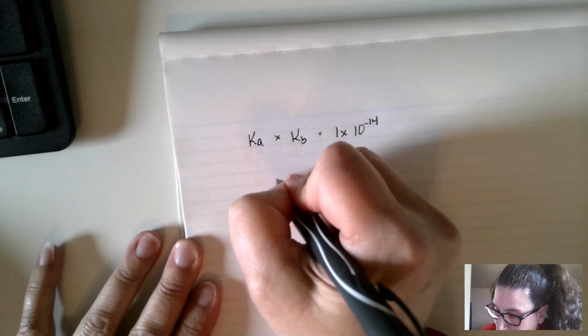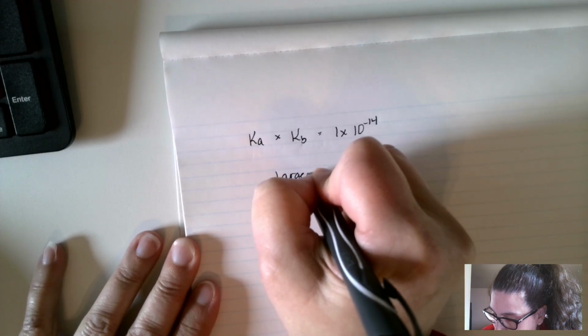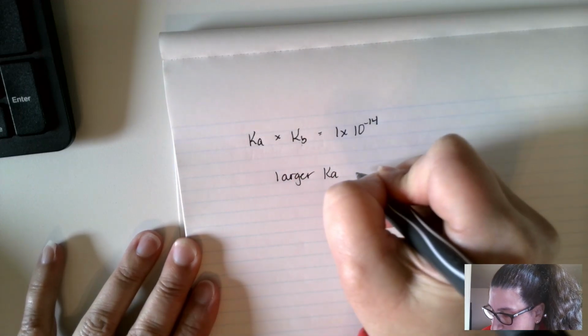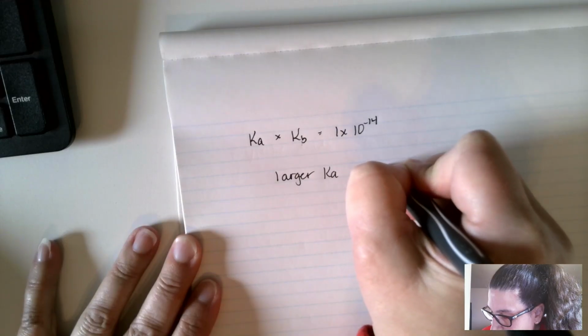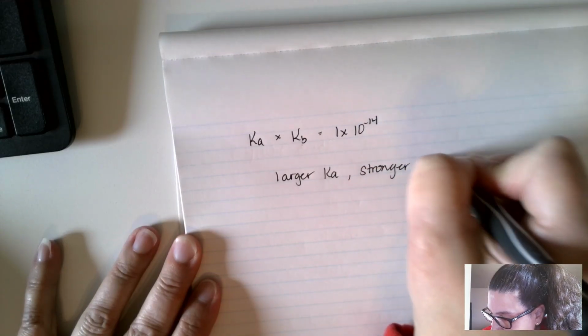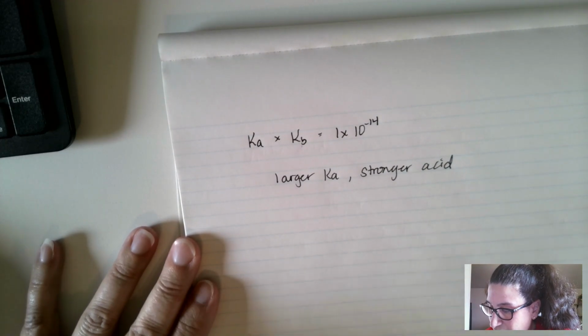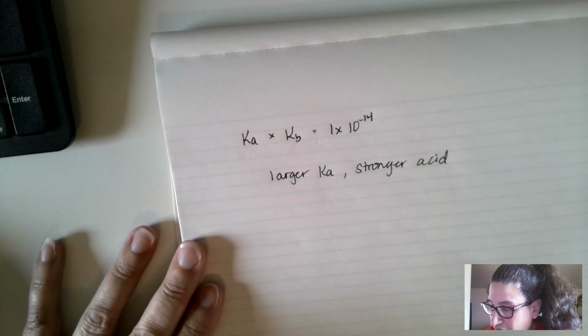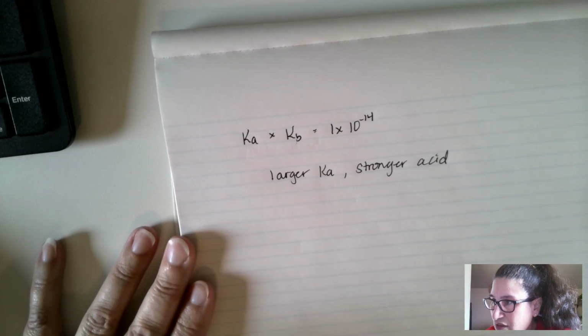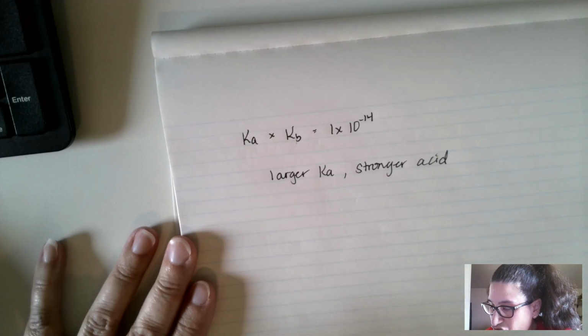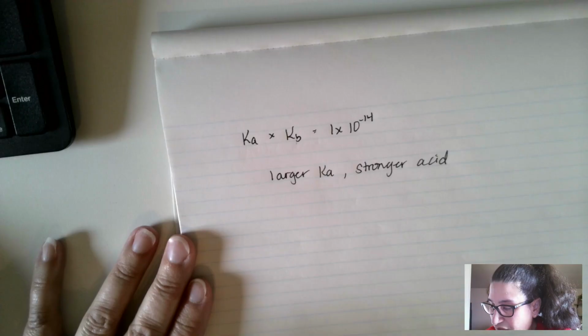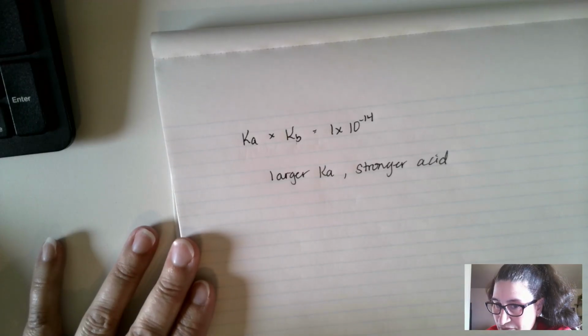So I know that the larger the Ka, the stronger the acid is. Likewise, the larger the Kb, the stronger the base. So I could compare Ka and Kb to tell me if the substance is more basic or more acidic, or if it's neutral. If it's neutral, then Ka would be equal to Kb. If Ka is larger than Kb, then it's acidic. And if Kb is larger than Ka, then it's basic.